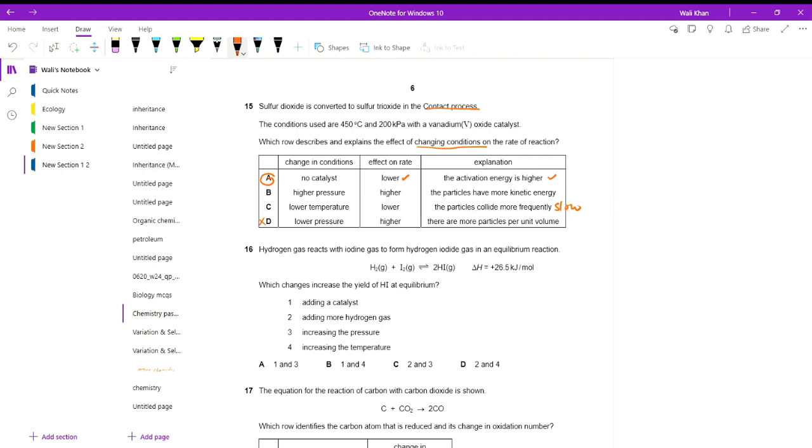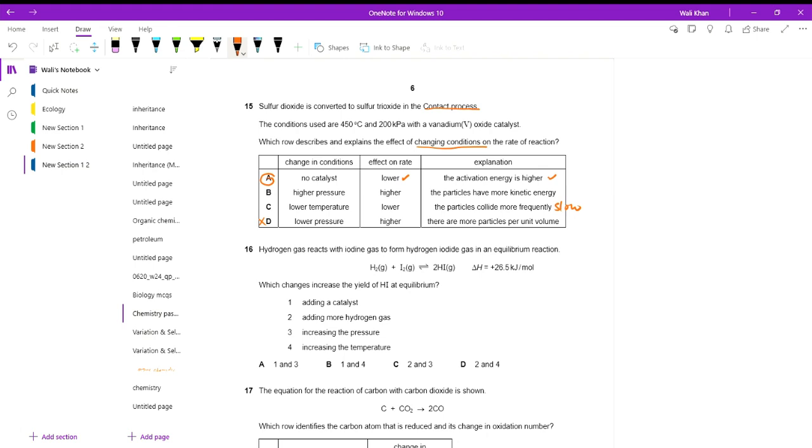Hydrogen gas reacts with iodine gas to form hydrogen iodide gas in an equilibrium reaction. Hydrogen plus iodine to hydrogen iodide. Enthalpy change is plus 26.5 kJ per mole. Which changes increase the yield of hydrogen iodide at equilibrium? Adding a catalyst, adding more hydrogen gas, increasing the pressure, increasing the temperature.